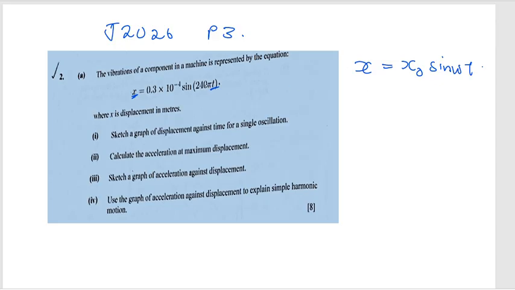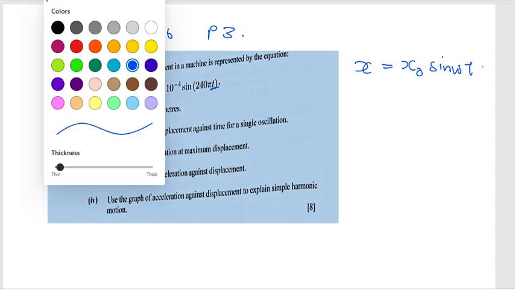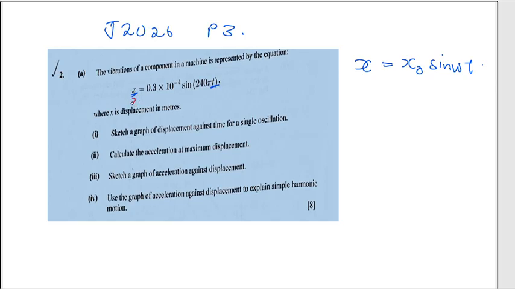Whenever you see an equation like this, you want to know the original form of the equation, which is x equals x naught sine omega t. Why is it important to know the original form? Because you will need to compare. The original equation is x equals x naught sine omega t. This one is the given equation, and this one is the original equation.